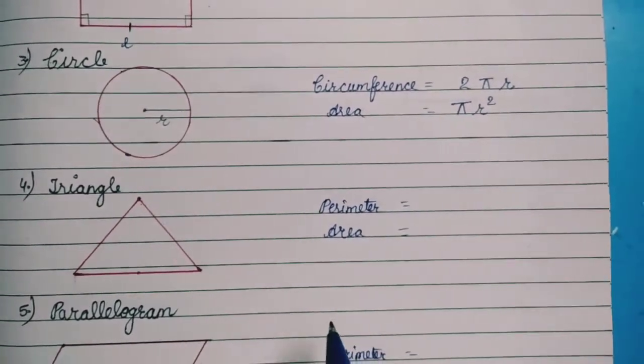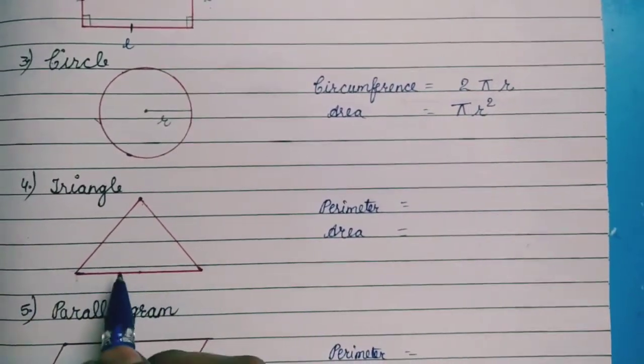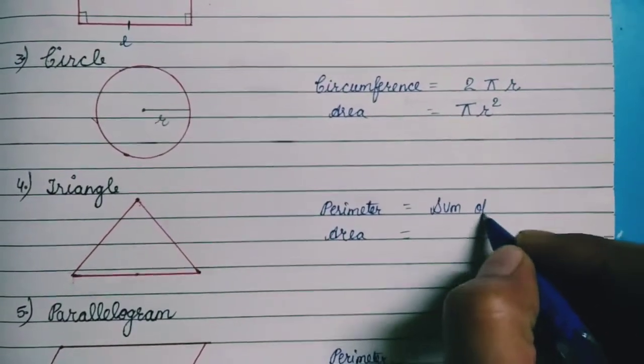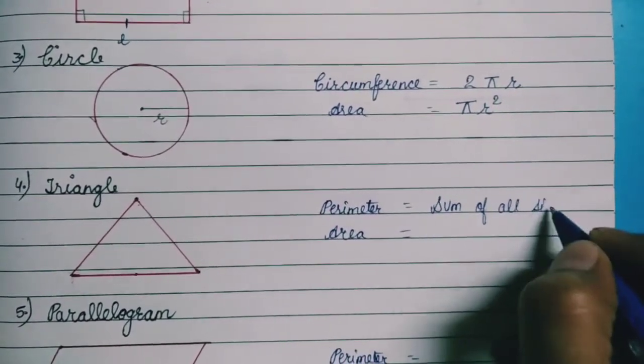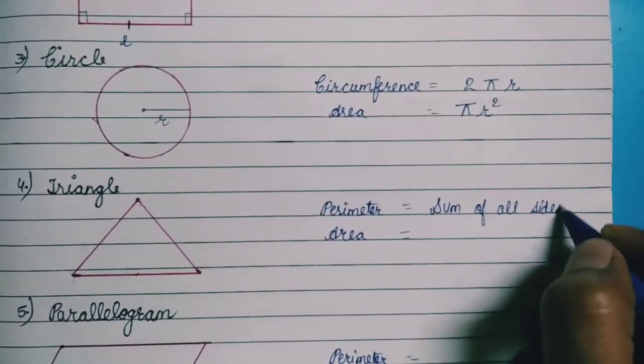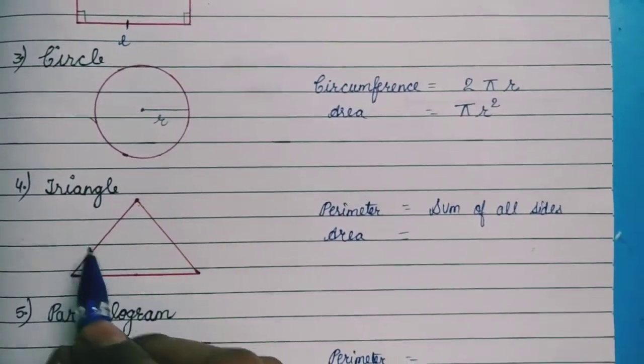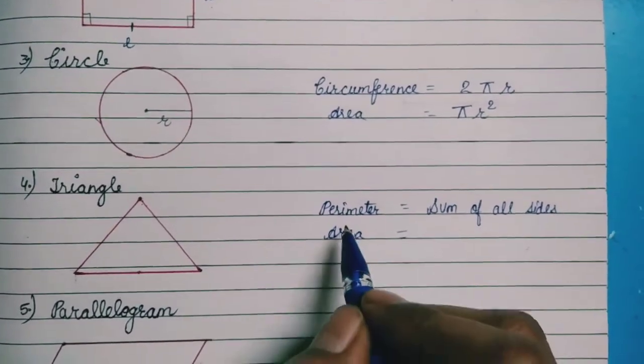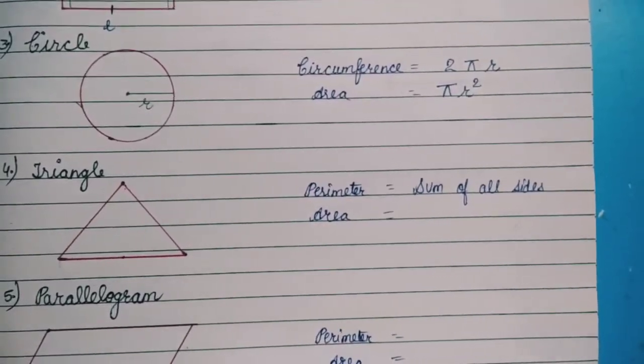So the perimeter of a triangle is the sum of all sides. Because we have different kinds of triangle, we will simply add all sides with each other and we will get the perimeter of the triangle.